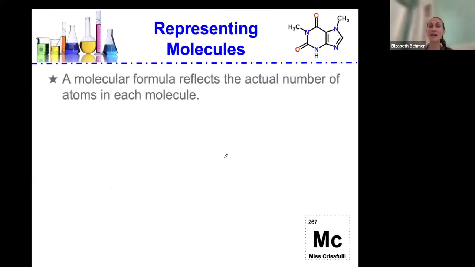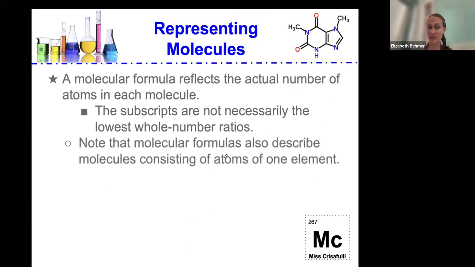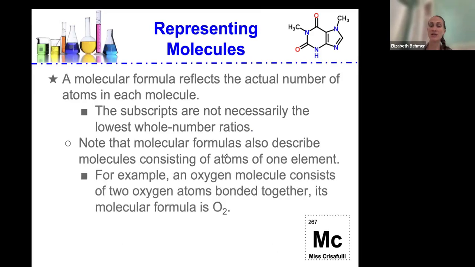A molecular formula will reflect the actual number of atoms in each molecule. The subscripts are not necessarily the lowest whole number ratios. Note that molecular formulas will also describe molecules consisting of atoms of one element. So for example, an oxygen molecule will consist of 2 oxygen atoms bonded together, and its molecular formula will be O2.